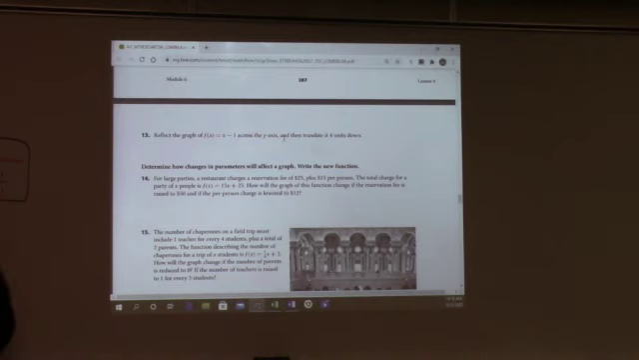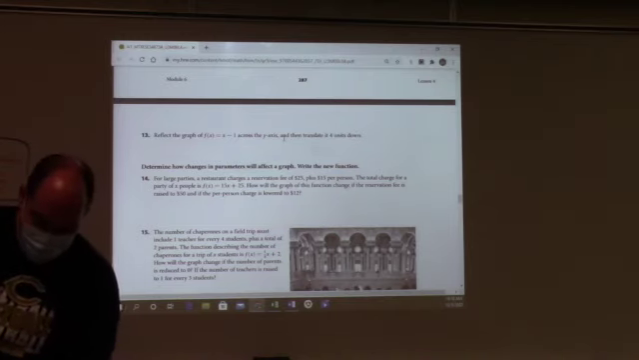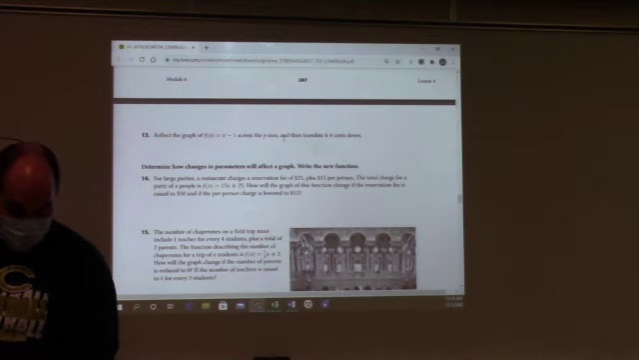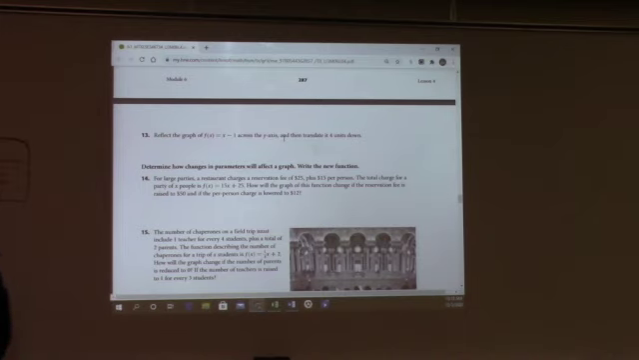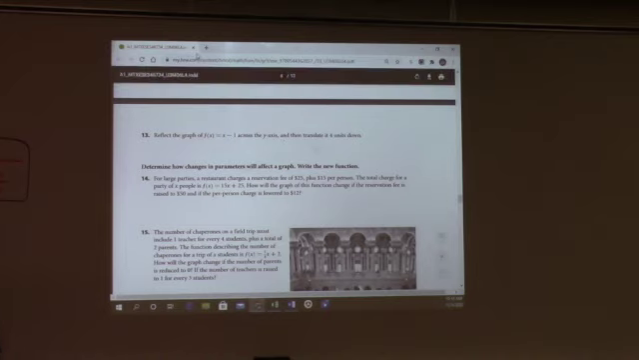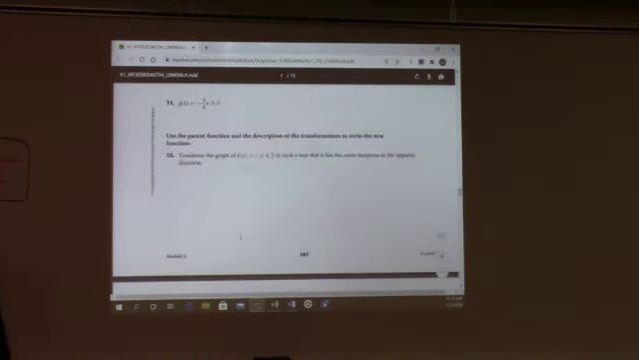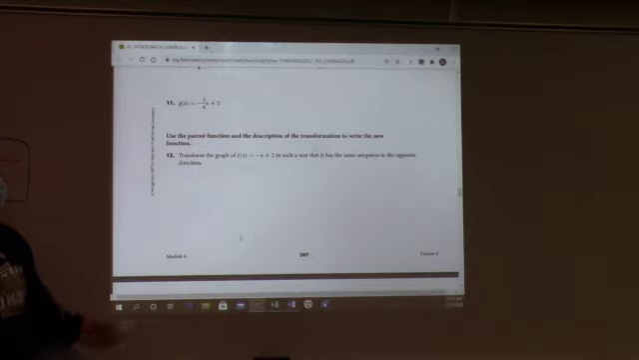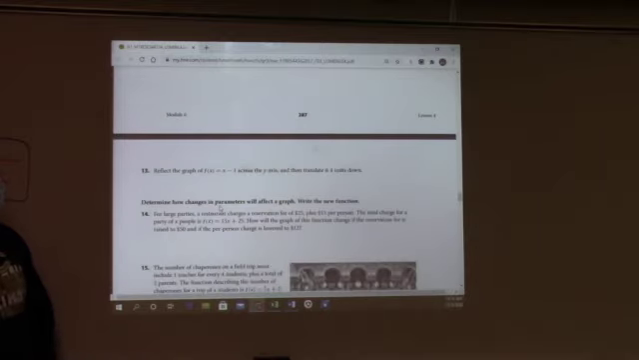Alright, number 13. The directions are on the previous page with 12, so I'll scroll to them if you've already turned the page. It says use the parent function and the description of the transformation to write the new function. So when we get to this, we don't actually have to graph anything, we're just going to write the new function.